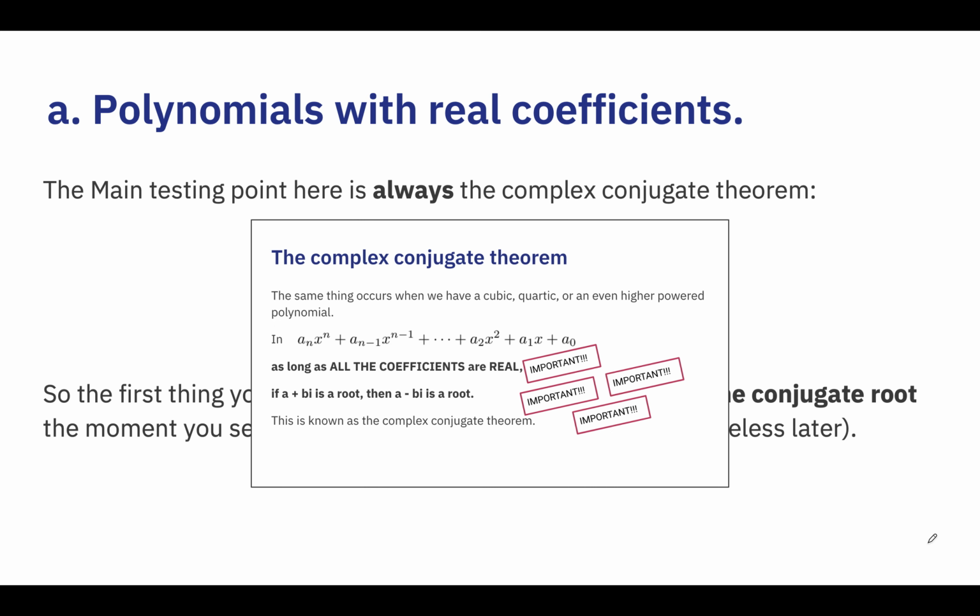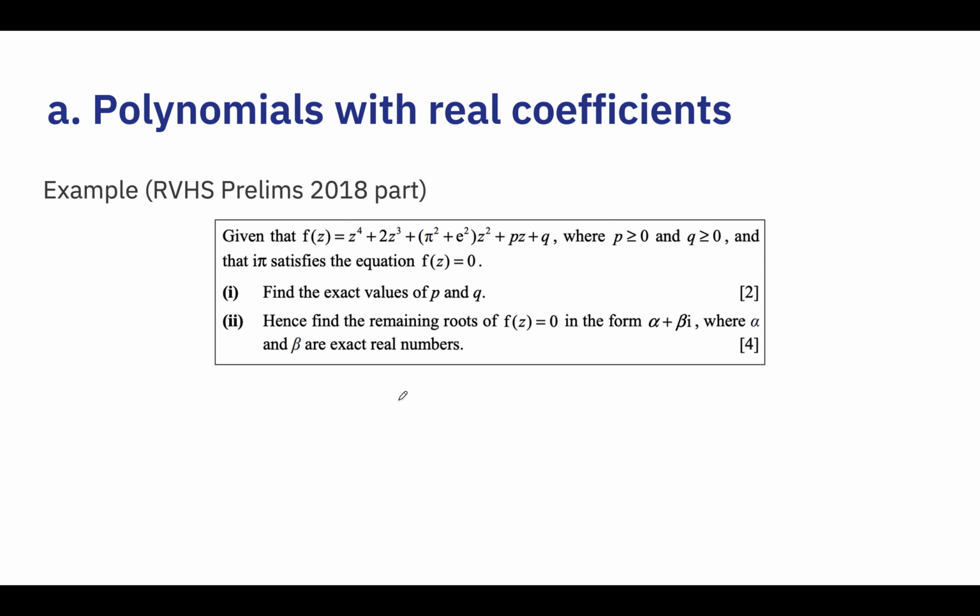The main testing point for polynomials with real coefficients is always the complex conjugate theorem. Okay, so the complex conjugate theorem states that as long as all the coefficients are real, if a plus bi is a root, then a minus bi is a root. So we have an example over here. So pause this video, give it a shot, and we're going to go through the solution after this.